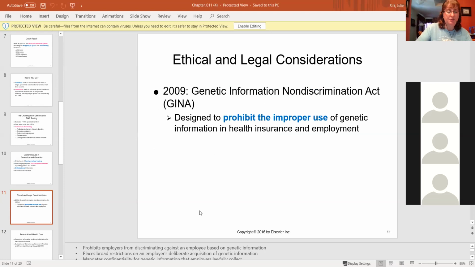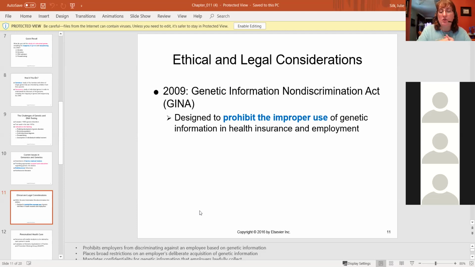Okay. So in 2009, they passed this thing called the Genetic Information Nondiscrimination Act. It's designed to prohibit improper use of genetic information in health insurance and employment. So in other words, if you had some kind of genetic thing wrong with you, it prohibits your employer from discriminating against you because of that.